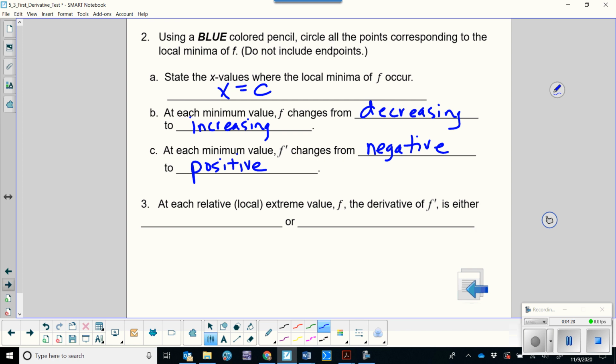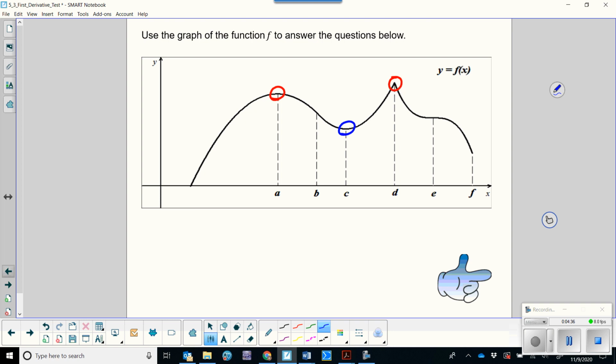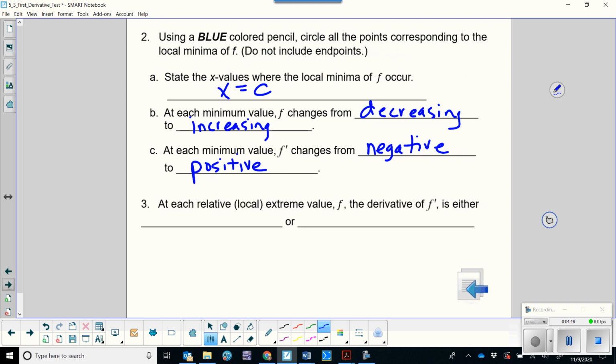Now, number 3, for each local extrema value of f, we notice that the derivative is either 0, like at A and at C, or like at D, the derivative is undefined. So that's what has to happen. The derivative is either 0 or undefined. And so that's going to give me those critical points that are the only possibility for where the function can have a local or relative max or min.